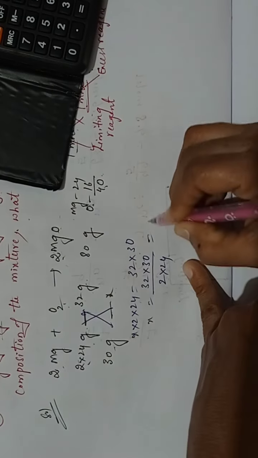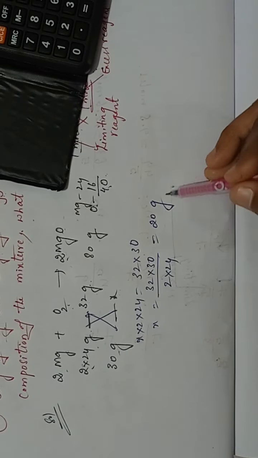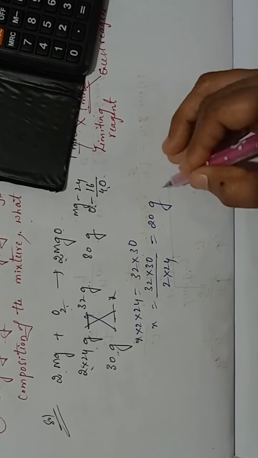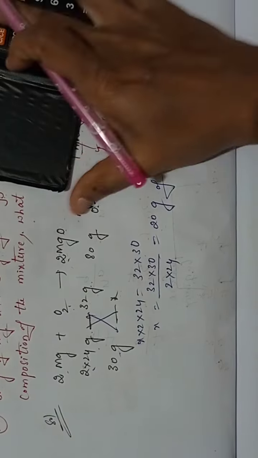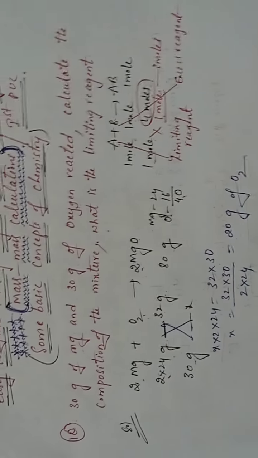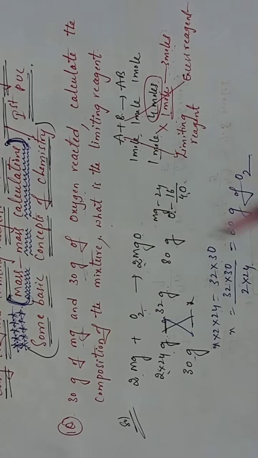So this value, how much did we get? 20 grams. That means 30 grams of magnesium requires 20 grams of oxygen. How many grams of oxygen, students? 20 grams of oxygen is required. But in the question, 30 grams of oxygen is given.